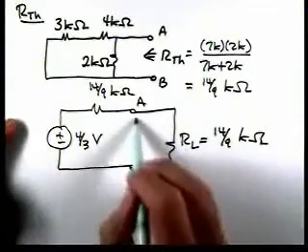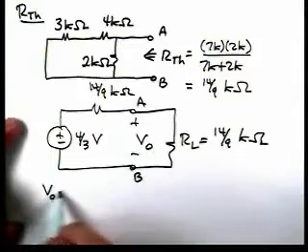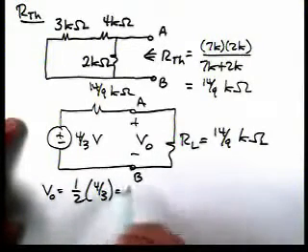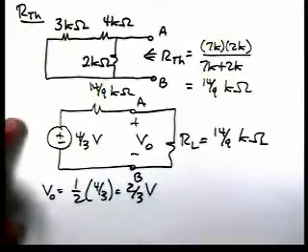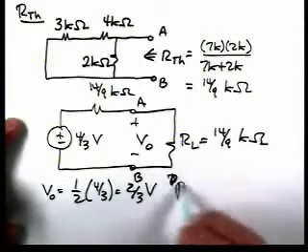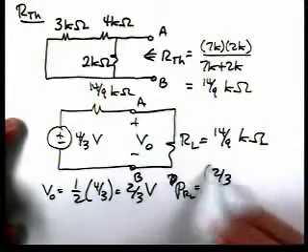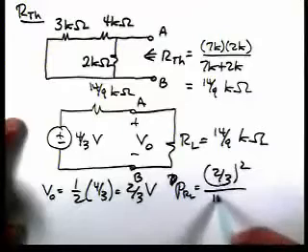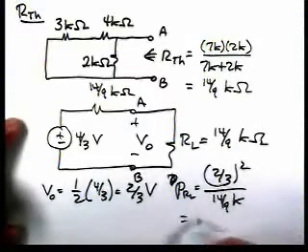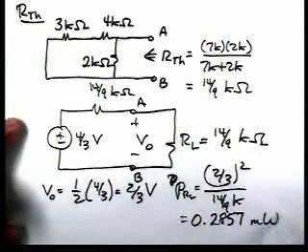Let's define this voltage as V0, and by voltage division, V0 is going to be 1/2 of the open circuit voltage, so it's 2/3 of a volt. So the power dissipated in RL then is 2/3 of a volt squared divided by 14 over 9 kiloohms, and that's 0.2857 milliwatts.